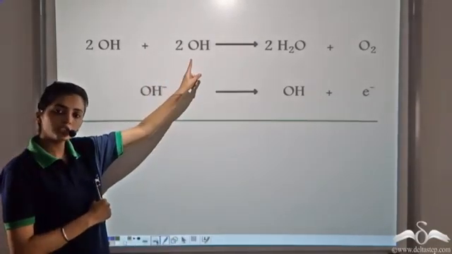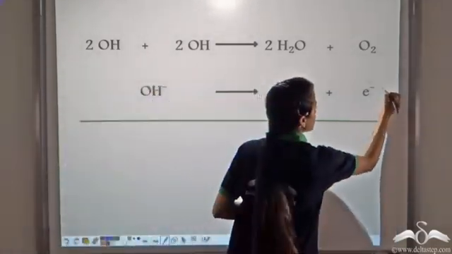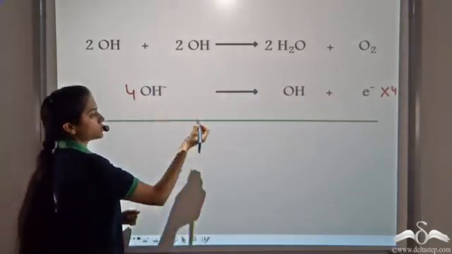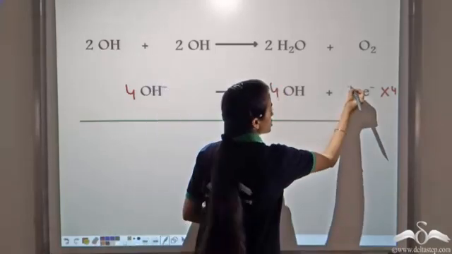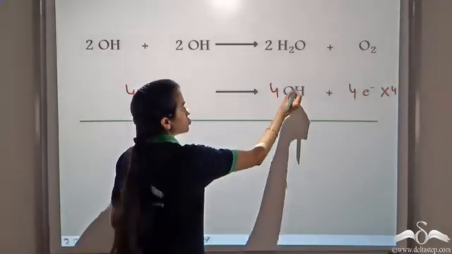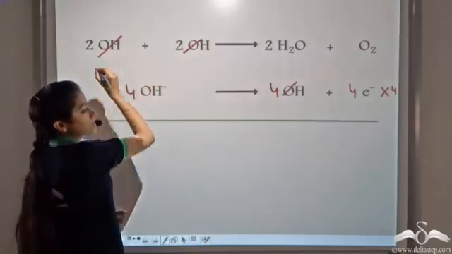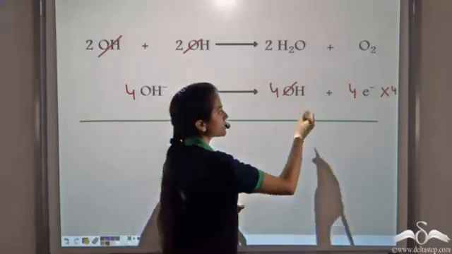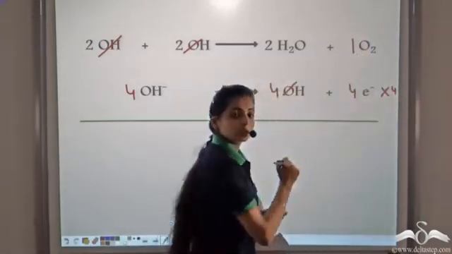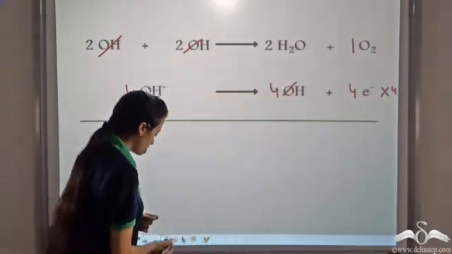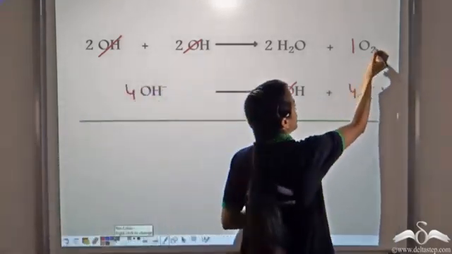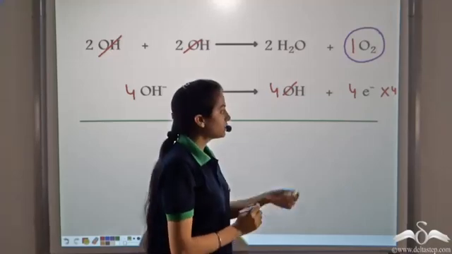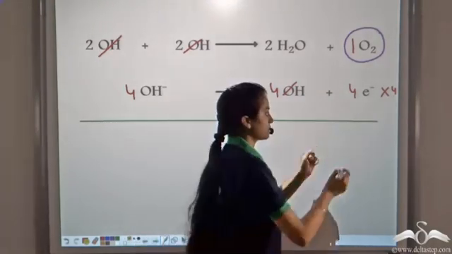Here we have 4 OH. So in order to balance this, we multiply this equation by 4. So we get 4 OH minus, 4 OH and 4 electrons. So now we can cancel this. The thing to notice here is we'll observe two things. First, when we are not writing any number, this means 1. So now this shows that 1 volume of oxygen is formed in this process. And we see that 4 electrons are released.